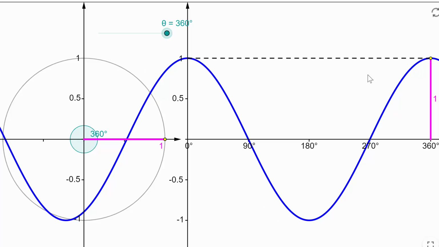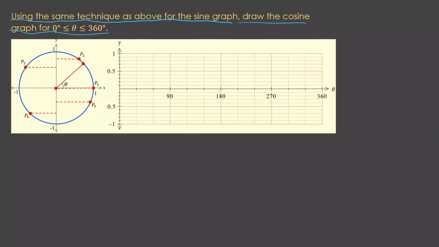And just like the sine, it's a cut and paste. So from 360 to 720, it's just another copy of that section. So at the beginning, when theta is 0, the x-coordinate is 1. When we get to here, so that theta is 90, the x-coordinate is 0. When we get to here, at 180, the x-coordinate is -1. At 270, it's back to 0. And when we get back to the beginning, it's going to be 1.